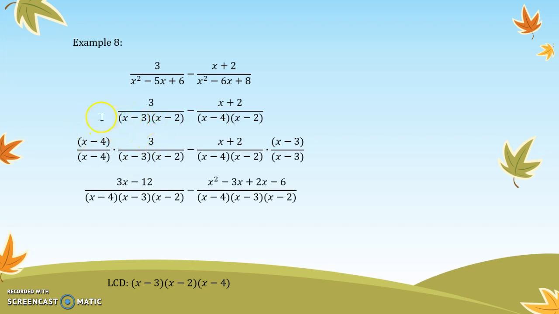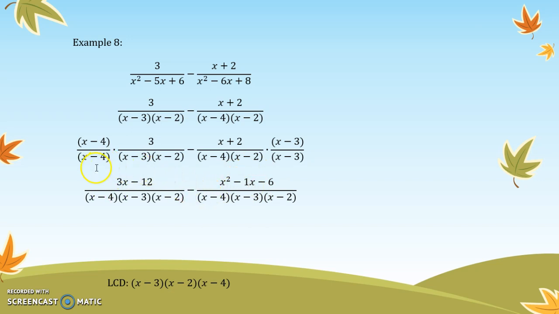3x minus 12 minus, and we'll have to FOIL the right-hand side, so x times x is x squared, x times -3 is -3x, 2 times x is 2x, and 2 times -3 is -6. I can combine like terms, so -3x plus 2x gives us -1x. And now we can combine our numerators.